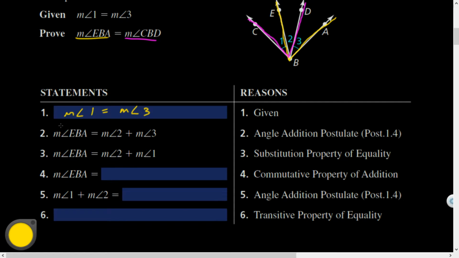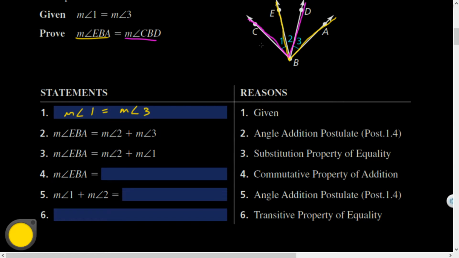Come on. What's the big idea here? So let's see. Then they said the measure of EBA is equal to the measure of 2 plus the measure of 3. EBA, that was my yellow angle, is equal to 2 plus 3. The reason that's true is angle addition postulate. You can ignore memorizing postulate 1.4. That's going to be different for just about every textbook you ever read, so no worries there. But that makes sense, right? The yellow angle is equal to the sum of the two smaller angles.